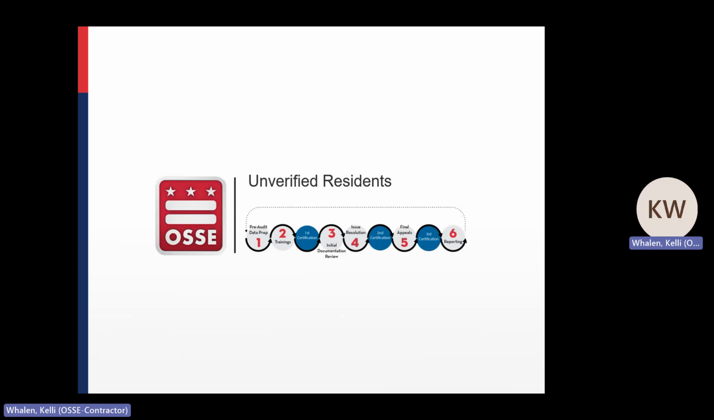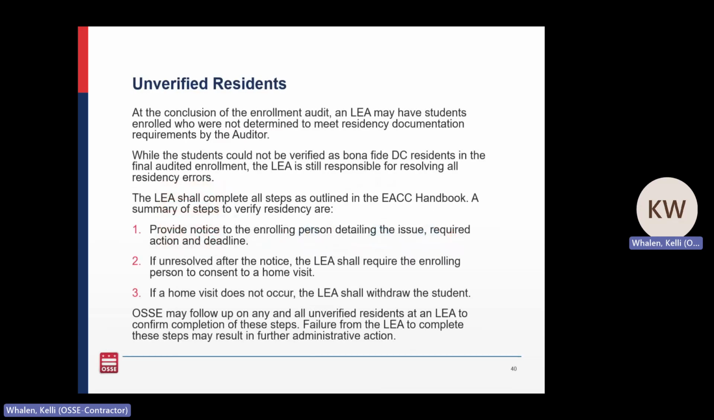And then lastly, for any LEA that has unverified residents at the close of the audit, so students whose residency status wasn't able to be determined during the audit, you will not be able to get funding for those students, but it is still the LEA's responsibility to resolve the errors. So there are steps outlined in the EACC handbook, but the summary of those steps to verify residency are first to provide notice to the enrolling person detailing the issue, the action, and the deadline.